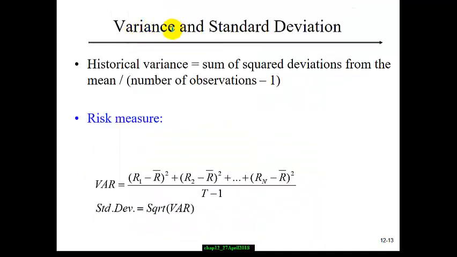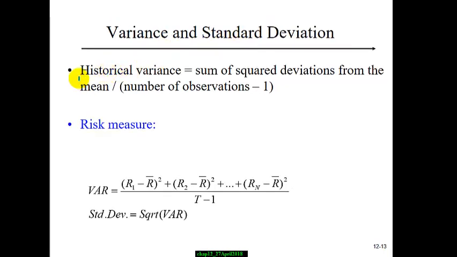How do we calculate the variance and the standard deviation? First of all, I will call this a historical variance measure. The reason is the data we use is historical return. For example, annual returns in the past 5 years. The calculation involves 3 steps.